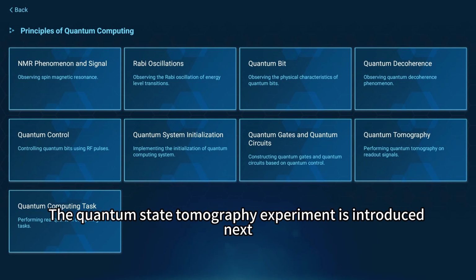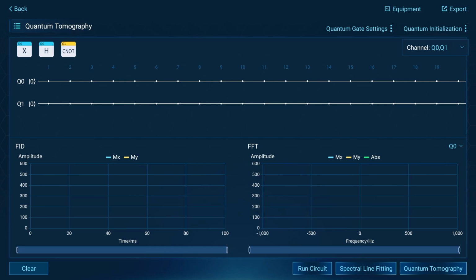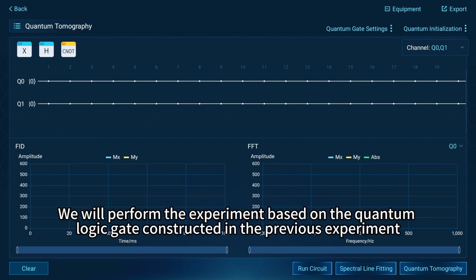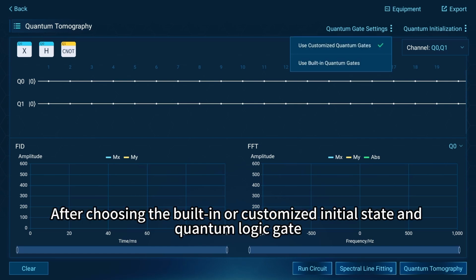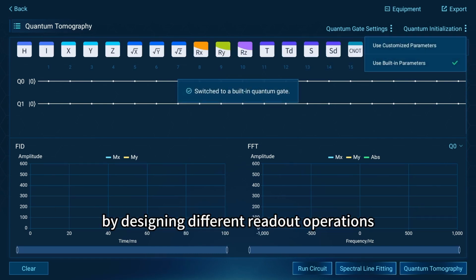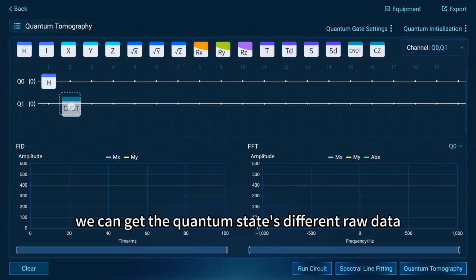The quantum state tomography experiment is introduced next. The quantum state tomography is the operation of reading out the end state of qubits obtained by quantum computation. We will perform the experiment based on the quantum logic gate constructed in the previous experiment, and then participate in the quantum state measurement readout operation. After choosing the built-in or customized initial state and quantum logic gate, by designing different readout operations, we can get the quantum state's different raw data.